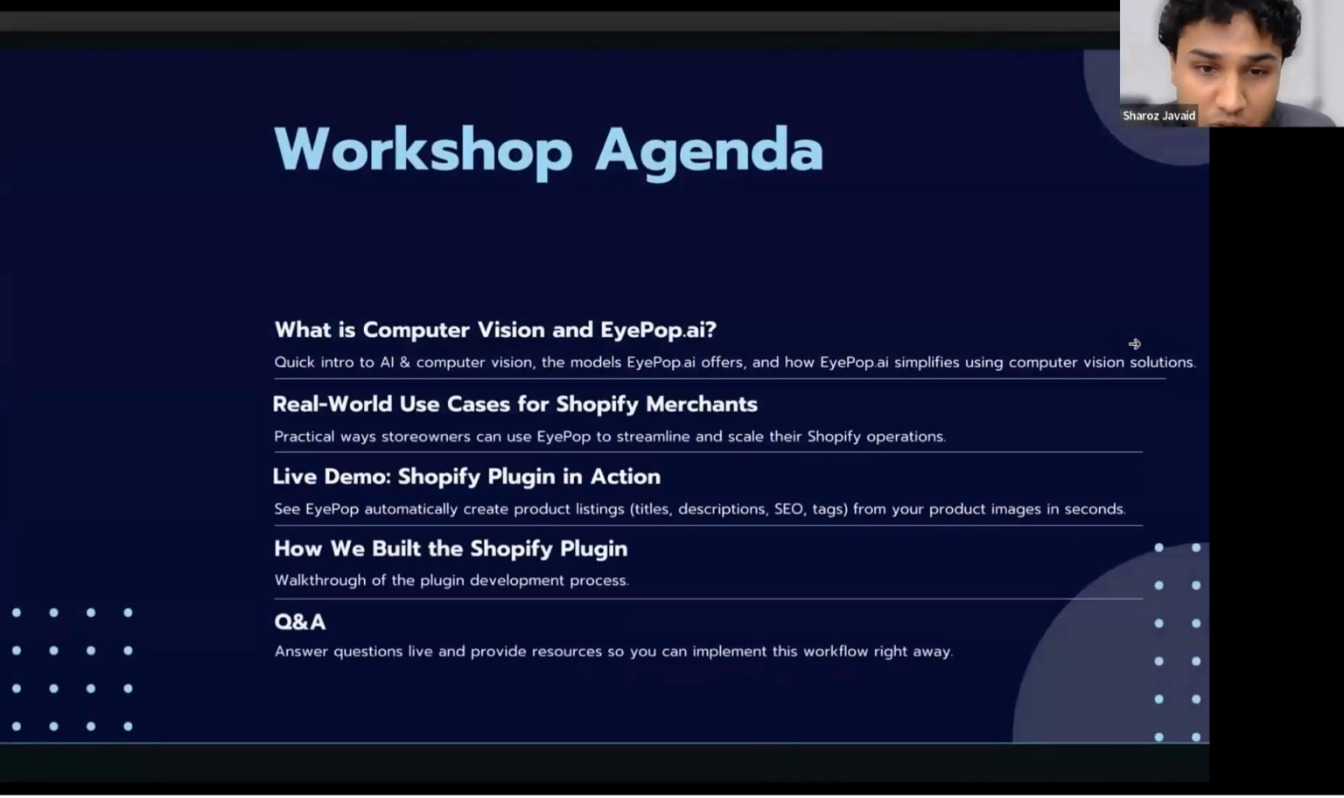So for today's agenda, we're going to talk about what is computer vision and EyePop AI and how we fit into your computer vision solutions. Next, we're going to explore some real-world use cases for Shopify merchants and how they can streamline and scale their Shopify operations. And then I'm going to show you a live demo of a Shopify plugin that we are planning on launching soon, where you can create product listings from your product image in seconds. And then I'm going to walk through how we built that Shopify plugin, the development process, and then if we have some time in the end, we're going to do some question and answers.